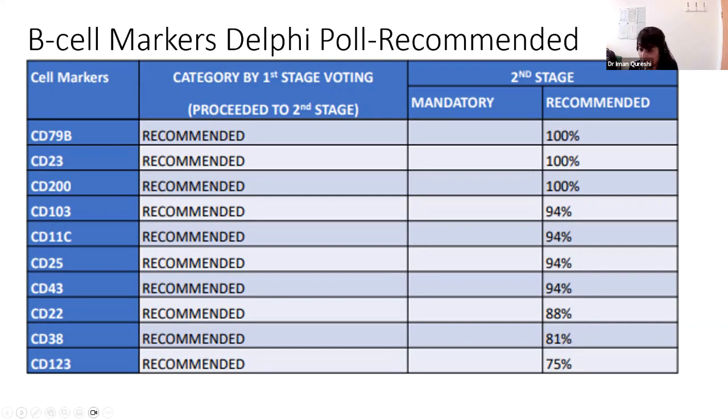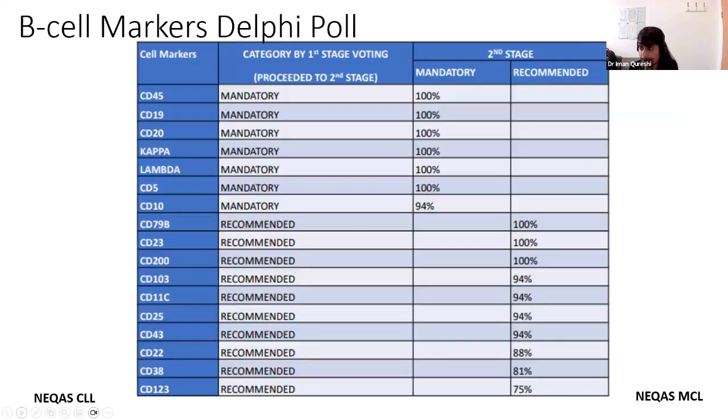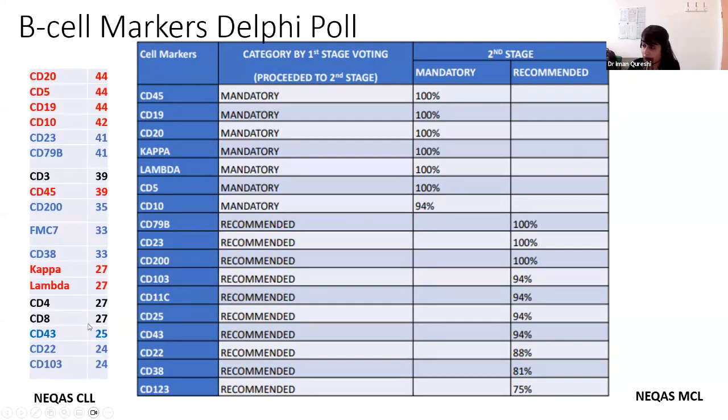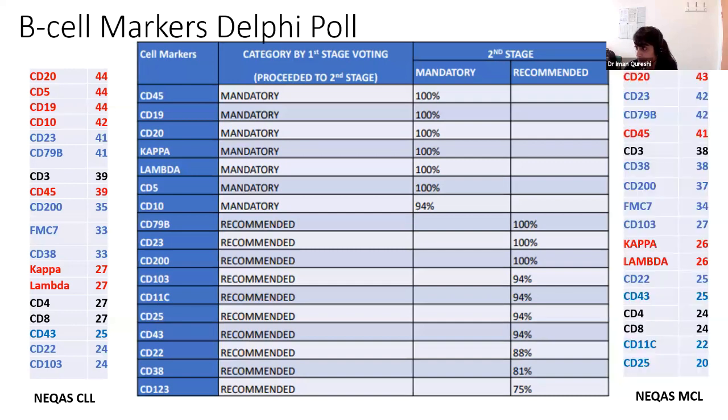So now going to the TLPD in a similar format. This is just a summary of them, but also to show our anonymized NEQAS data that we obtained. The reason I've put this up is to show that participating flow labs were sent CLL and mantle cell samples, and these were the results that we had. There were actually 44 labs that participated in the CLL sample and 43 for the mantle cell.